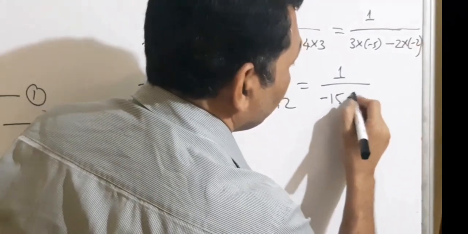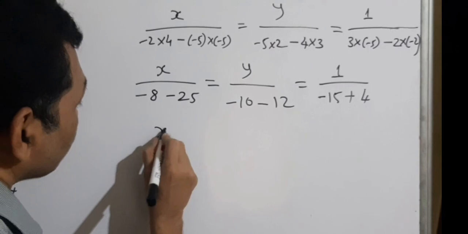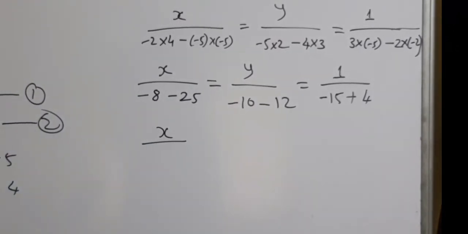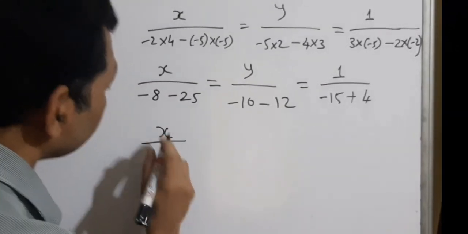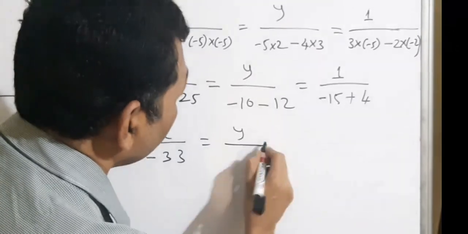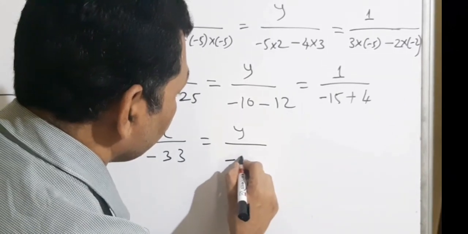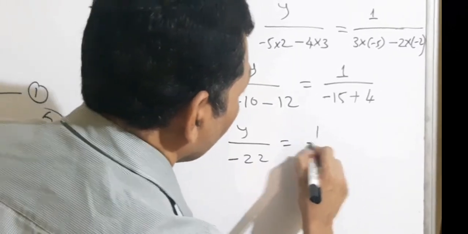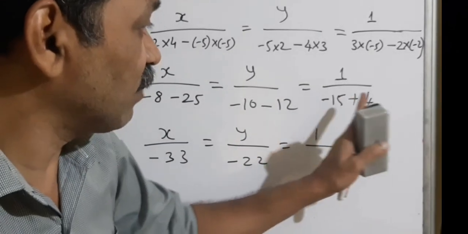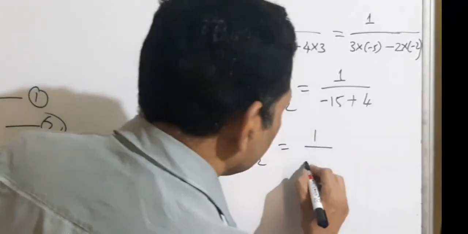Therefore x upon minus 8 minus 25. When the signs are the same, both negative, we add: minus 8 minus 25 is minus 33. This is equal to y upon minus 10 minus 12, which is minus 22, which is equal to 1 upon minus 15 plus 4. When signs are different, we subtract the smaller number from the bigger. 15 minus 4 is 11, and the sign of the bigger number is minus, so minus 11.